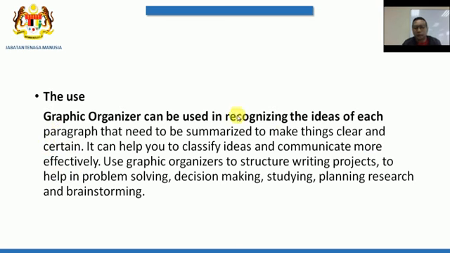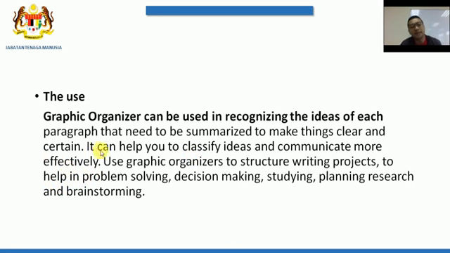Okay, recognizing the ideas of each paragraph, untuk mengenal pasti setiap idea atau maklumat yang awak perolehi daripada setiap perenggan that need to be summarized, untuk awak rumuskan, to make things clear and certain, jelas dan juga pasti. I repeat again, jelas dan juga pasti, with the assistance of the graphic organizer.